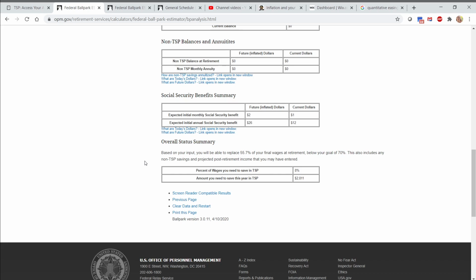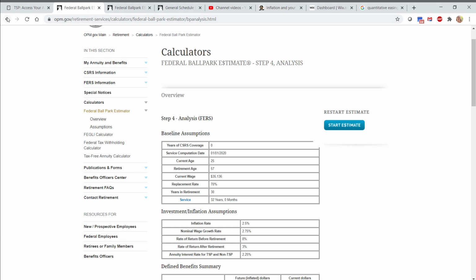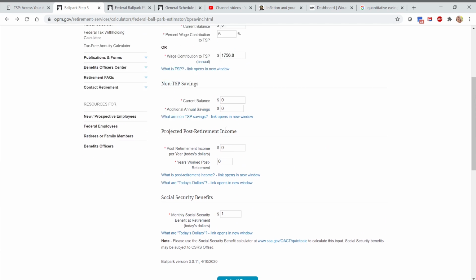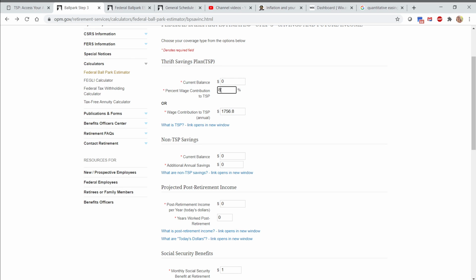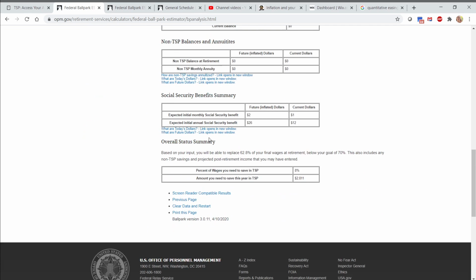So it tells you on the bottom that based on your input, you will be able to replace 55.7 of your final wages instead of 70%. We wanted to replace 70%, but we didn't meet the goal because we're not saving enough. 5% is not enough. And it says here that the percent of wages you need to save is 8%. So let's just go back and plug 8%. And let's go to submit form. And now it says you will be able to replace 62.8, so almost 70%.